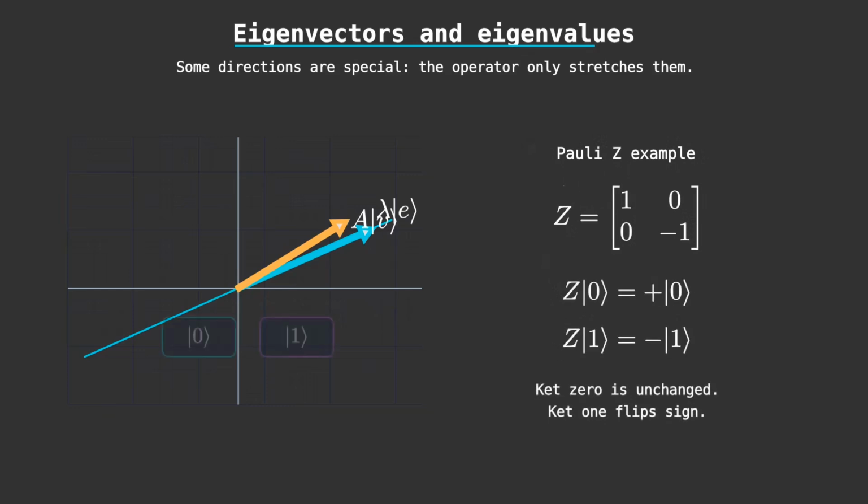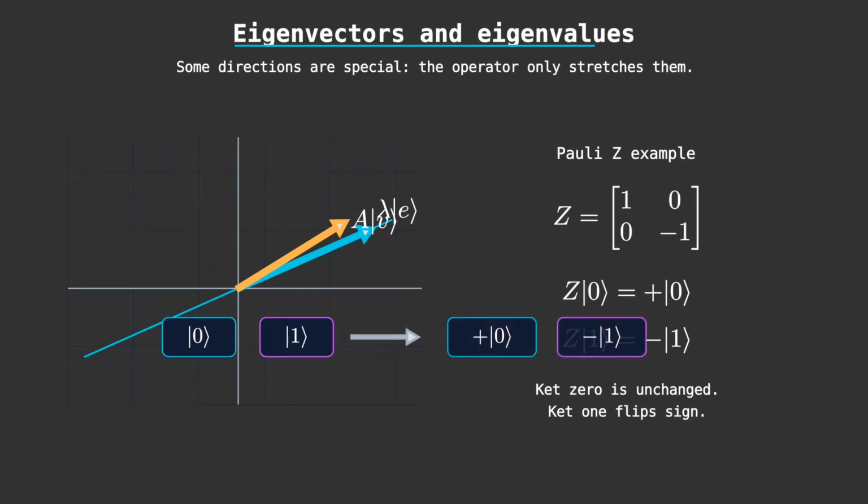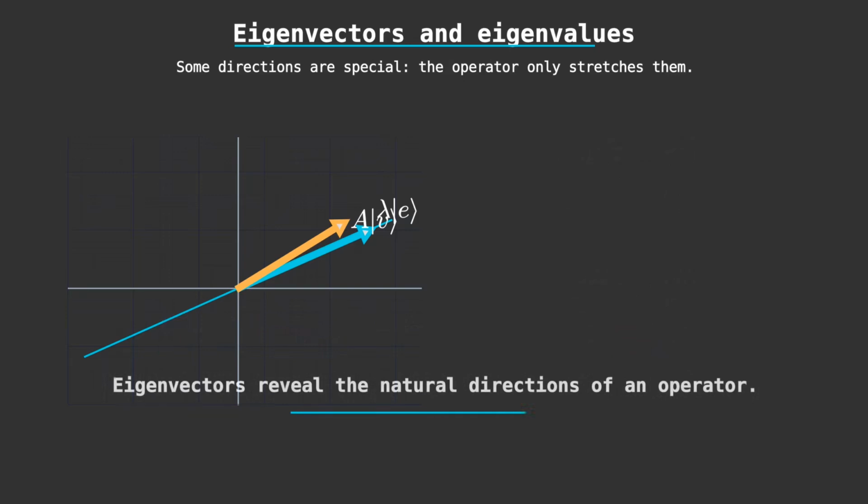Then we see the Pauli Z example. Ket 0 is unchanged, while ket 1 gains a minus sign. So ket 0 and ket 1 are eigenvectors of Z. Eigenvectors reveal the natural directions of an operator.